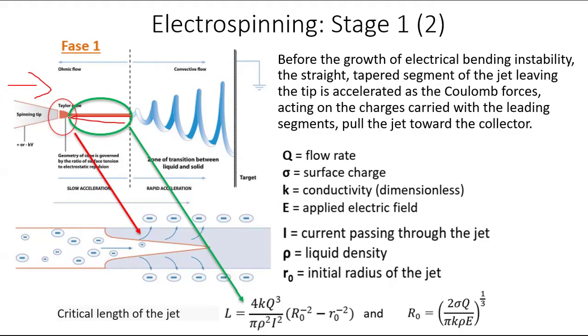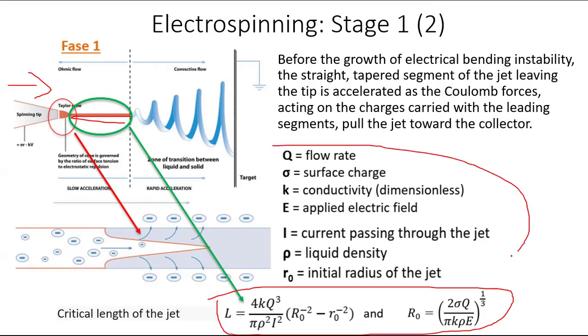the straight jet. Why do we call this a jet? It is because it is a straight line. Although you do not have to remember this equation, you need to remember these factors which control stage 1, that is the jet acceleration.